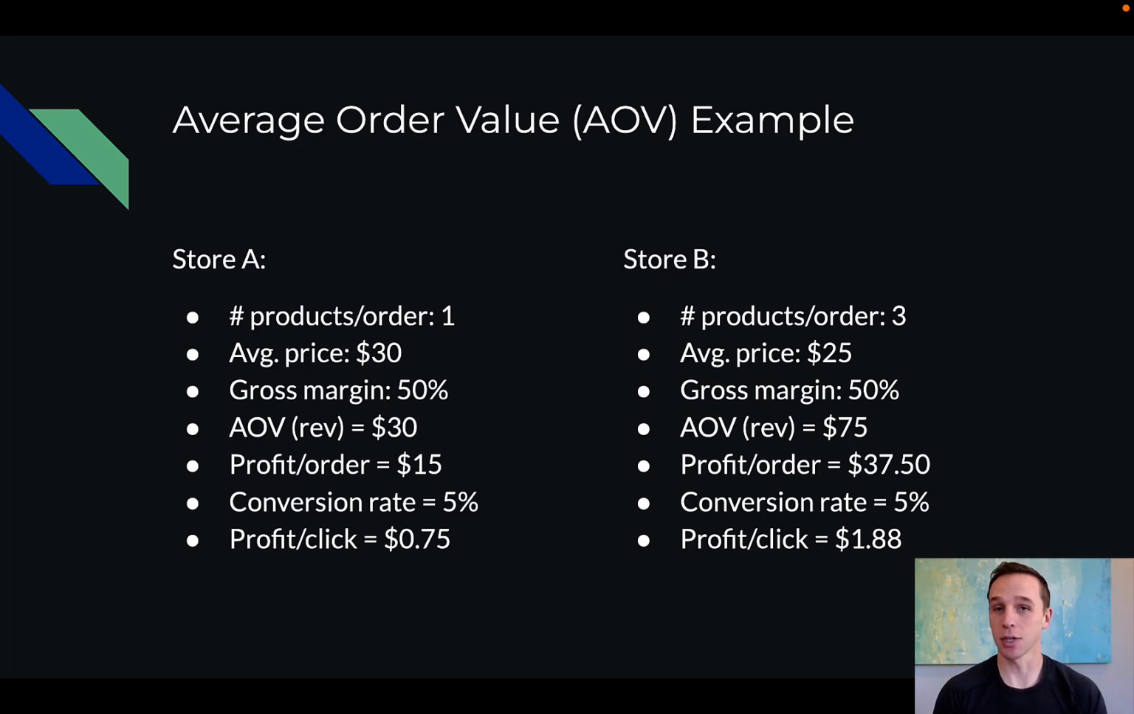If they get $1 clicks, whereas Store A is losing money getting $1 clicks, this store is almost doubling their money at $1 clicks. At $1.50, they're still making money. At $1.88, they're breaking even to get customers that they can resell stuff to in the future.